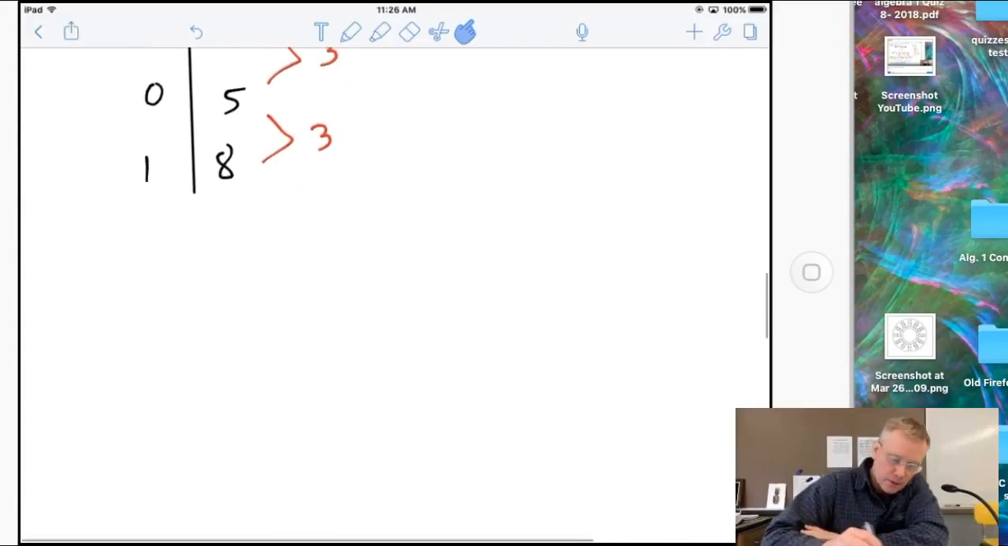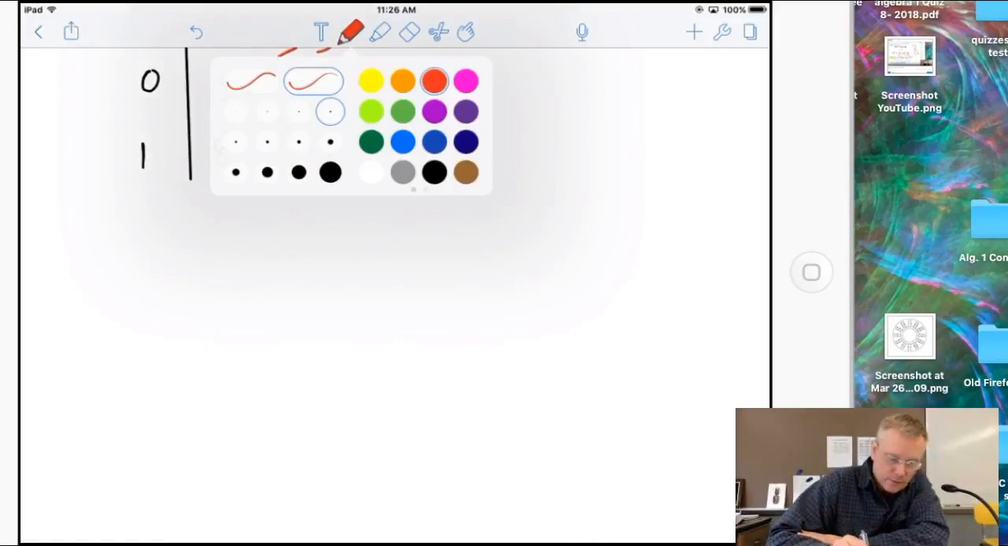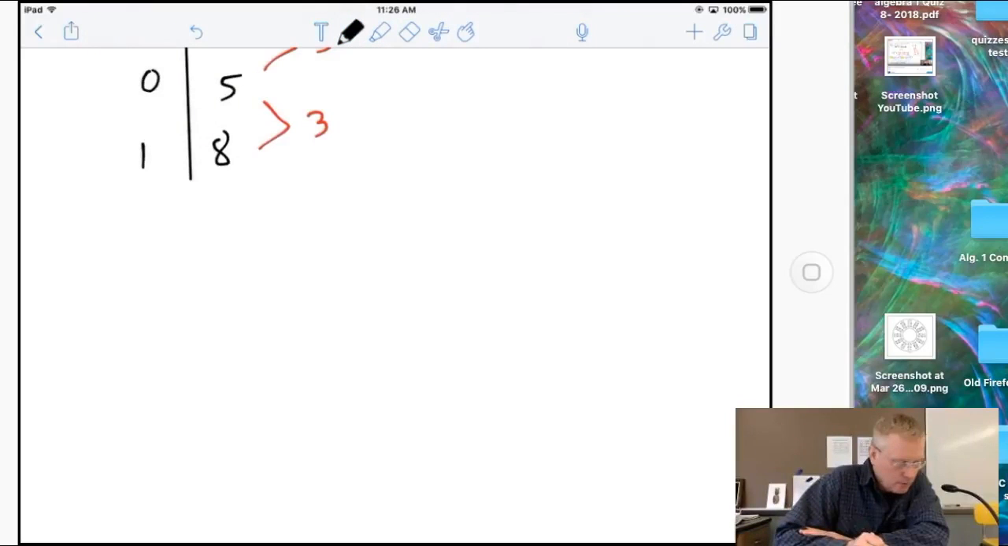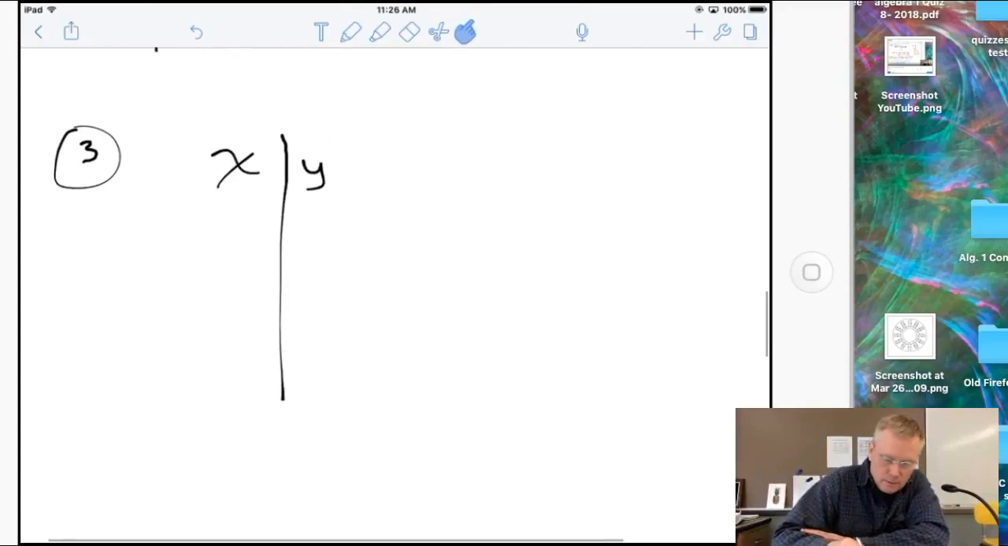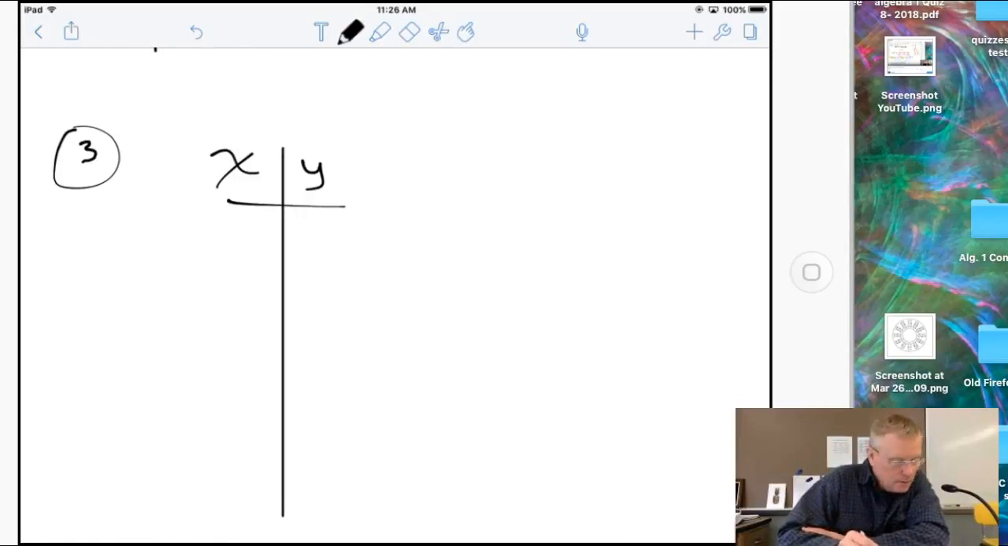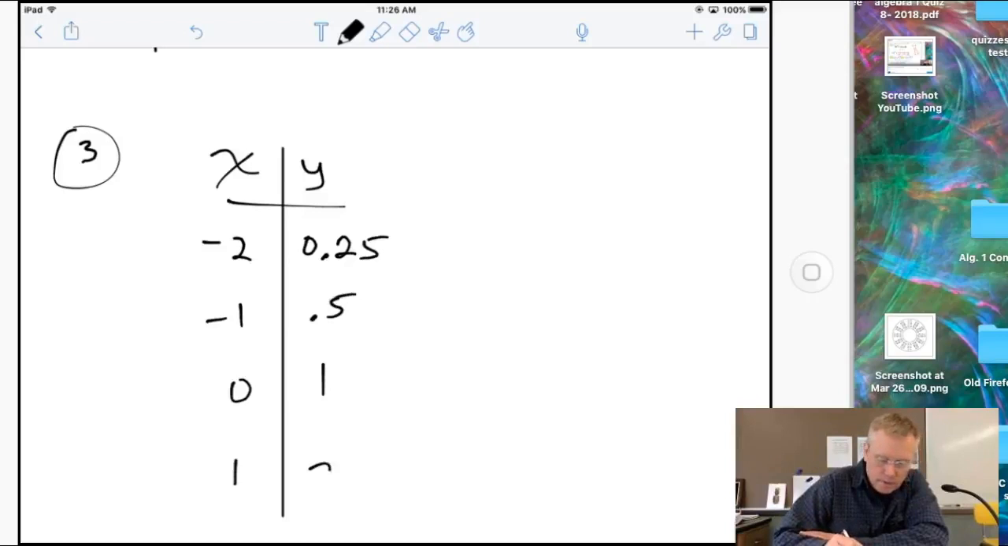Going up 3. Okay, number 2. It's the same thing. I'm just going to put a new, it's number 3. Same directions. New table. So this one goes -2, -1, 0, 1. This one goes 0.25. This one goes 0.5. This one goes 1 and 2.